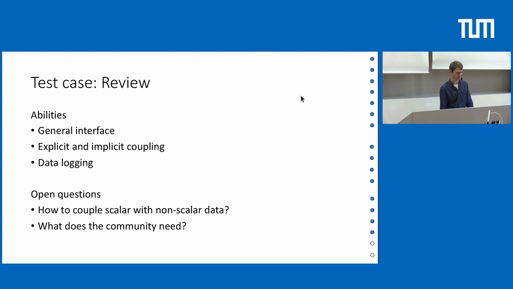To review what we saw, the FMI runner already has a general interface, and it's able to do explicit and implicit coupling. In this case, we had an implicit coupling scheme. And it's also able to log data and provide results in the form of CSV files for later data plotting.